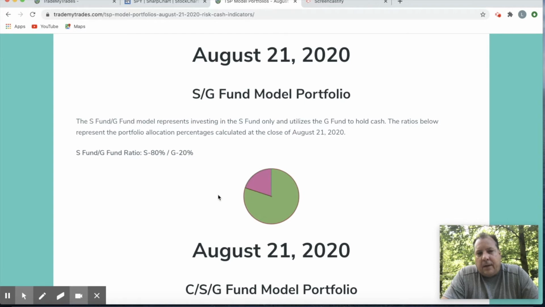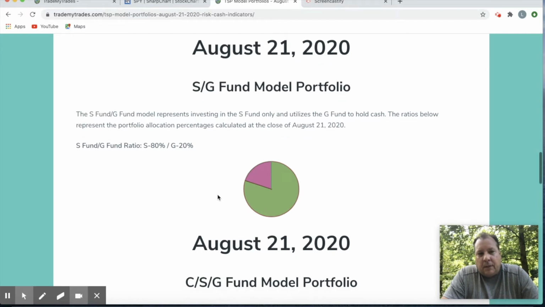And what's great about this, though, is if the market continues to go up, 80% of your portfolio is growing, and 20% is sitting on the sideline as a safety measure or as a margin of safety in case the market turns down.